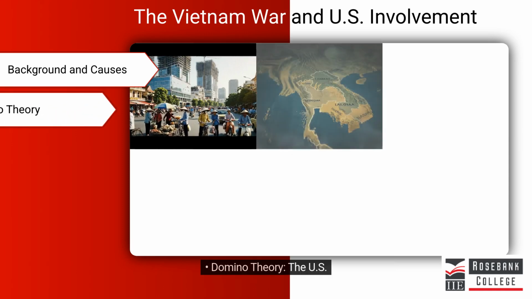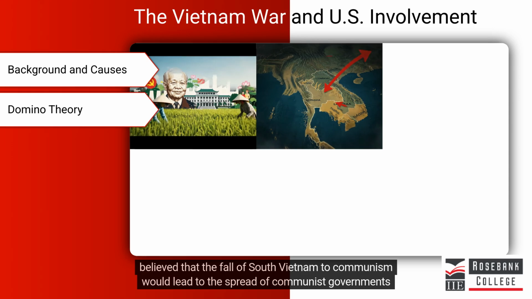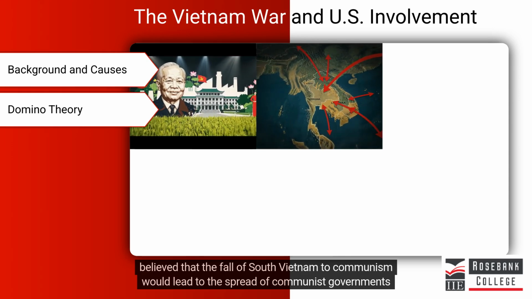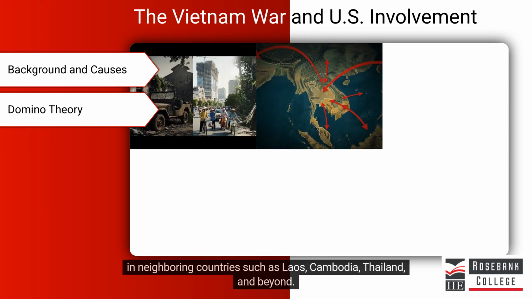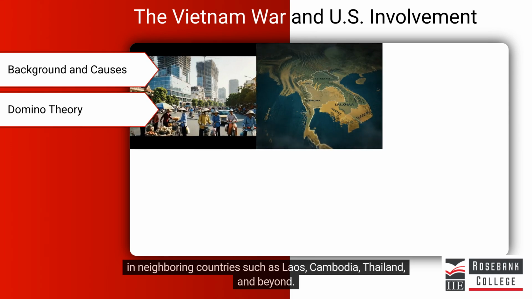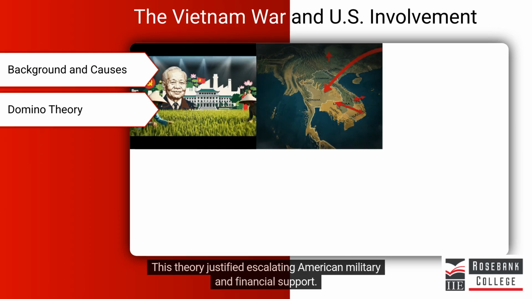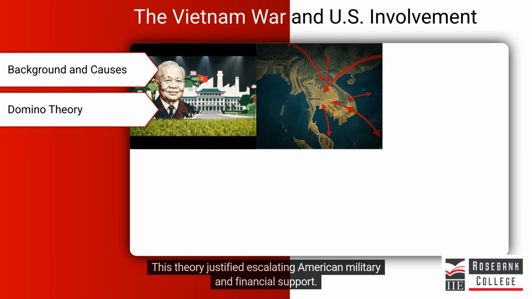Domino theory. The U.S. believed that the fall of South Vietnam to communism would lead to the spread of communist governments in neighboring countries such as Laos, Cambodia, Thailand, and beyond. This theory justified escalating American military and financial support.